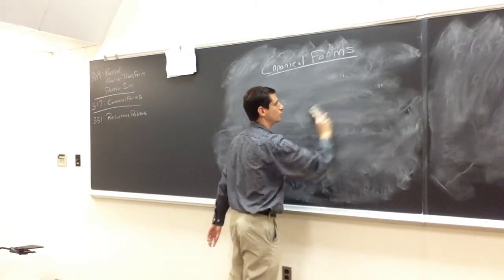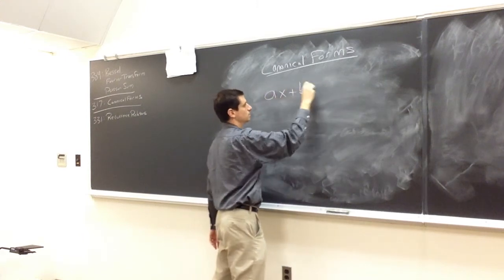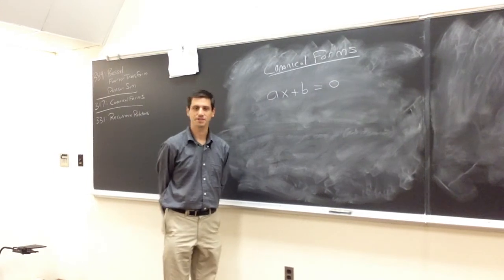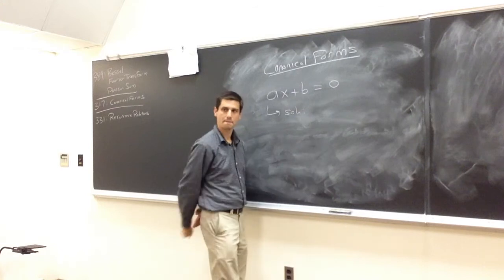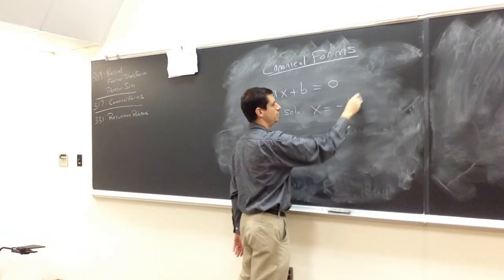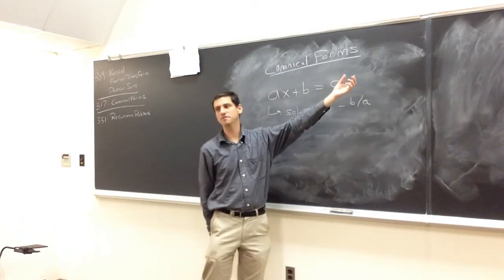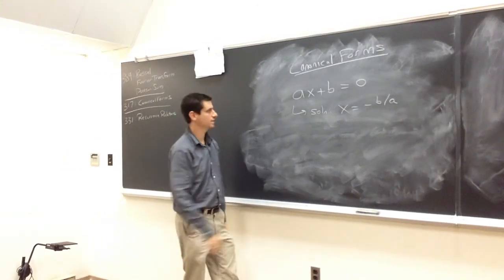Let's talk about canonical forms. Is it easy or hard to solve this? Easy. Solution: x is negative b over a. I could have had ax equals negative b. There's lots of different ways of writing it. I could put all of my linear equations like this.